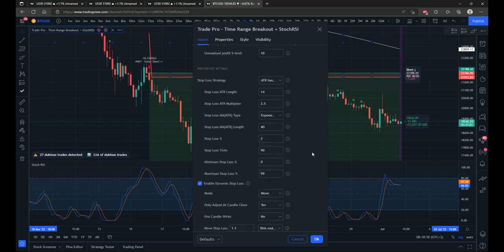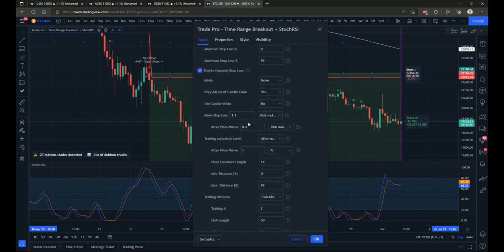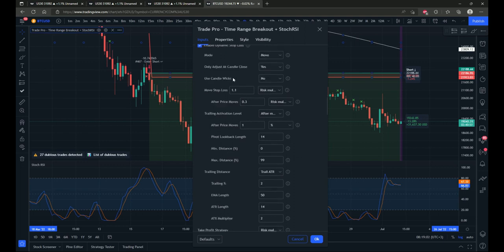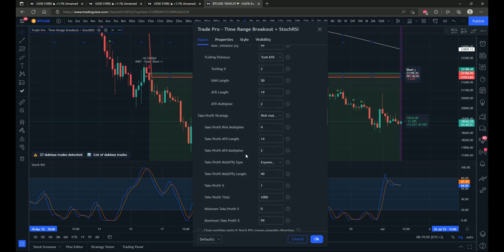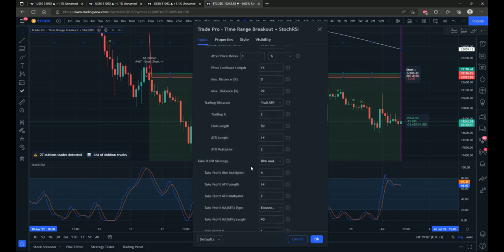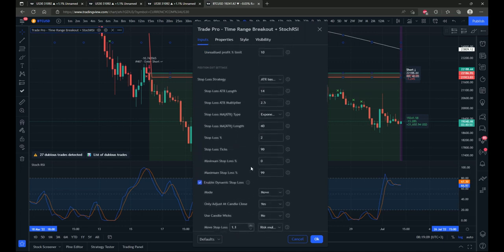Now, coming down to the stop loss strategy, the dynamic stop loss, and the take profit strategy, this is a very important section. So let's start up here with the stop loss strategy. This is where you choose how the stop loss is going to be placed based on one of these metrics. So either an ATR-based stop loss, a moving average of the ATR-based stop loss, percent-based stop loss, or tick-based stop loss.